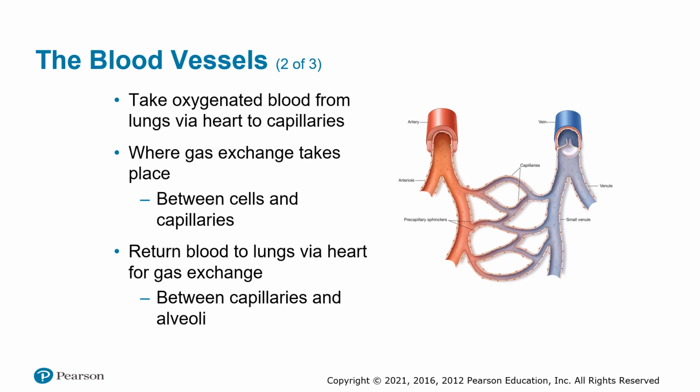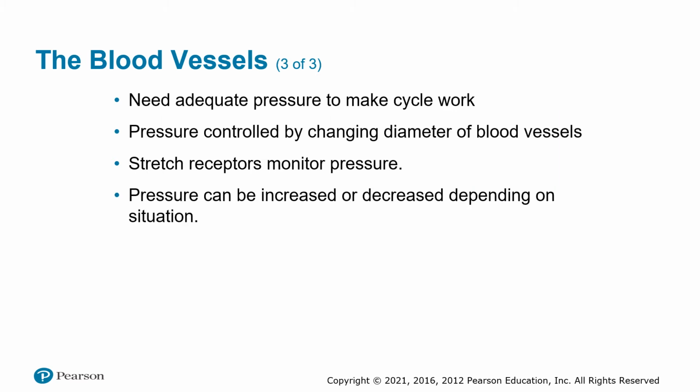The blood vessels, this is taking oxygenated blood from the lungs to the heart to the capillaries, where the gas exchange takes place between the cells and the capillaries, and then it returns it to the heart for gas exchange between the capillaries and the alveoli. The need for adequate pressure to make the cycle work.